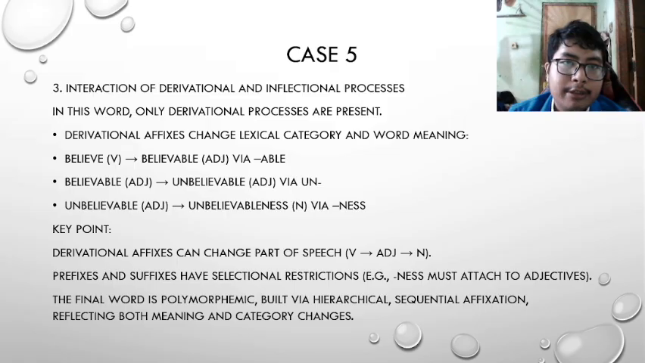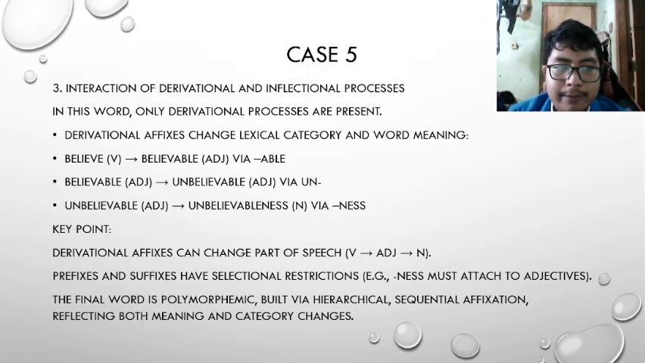Number 3. Interaction of derivational and inflectional processes. In this word, only derivational processes are present. Derivational affixes change lexical category and word meaning. Believe as a verb becomes believable, an adjective, via able. Believable, an adjective, becomes unbelievable, an adjective, via un. Unbelievable, an adjective, becomes unbelievableness as a noun via ness. The key point: derivational affixes can change part of speech. Verb becomes adjective and adjective becomes noun.